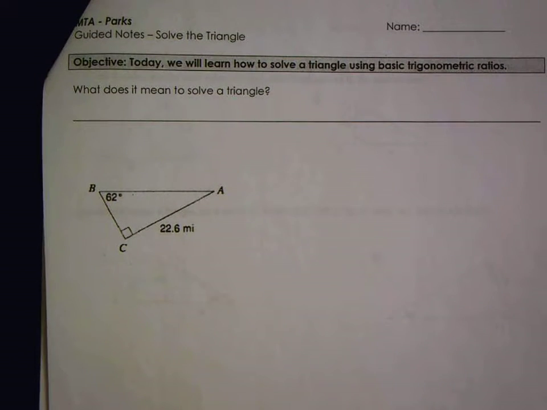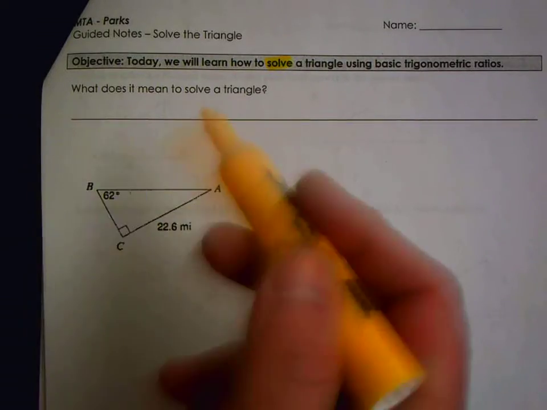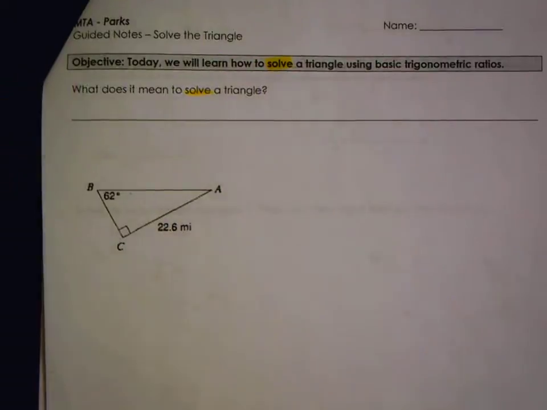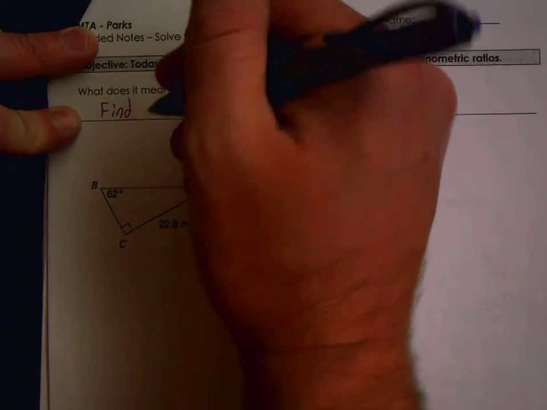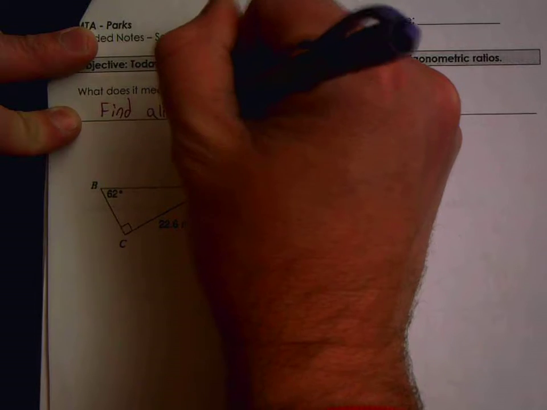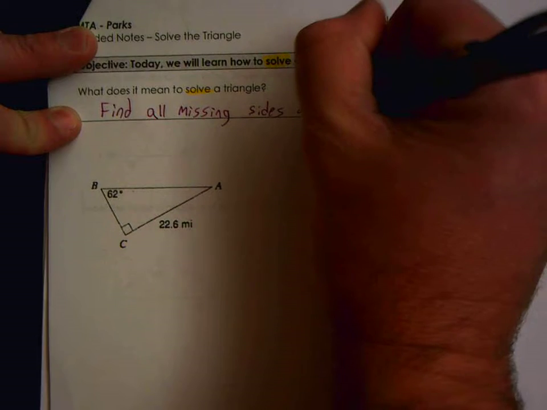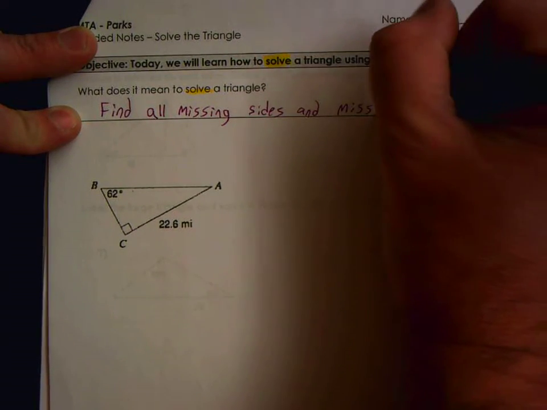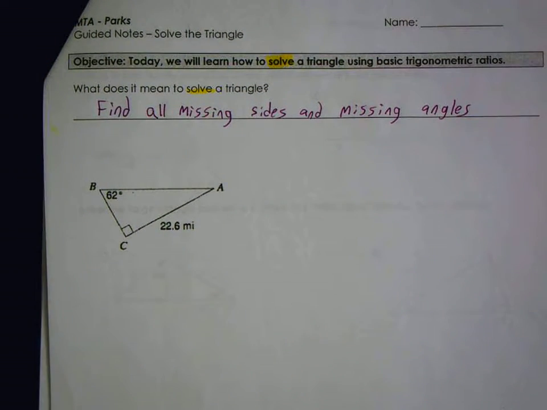So what does it mean to solve a triangle? Just find everything you're missing. Okay? So find all missing sides and missing angles. That's all that means. So I'm really not going to teach you anything new today. We're just going to use a few skills we've learned.